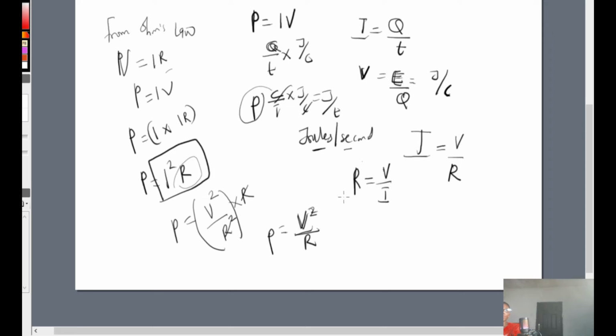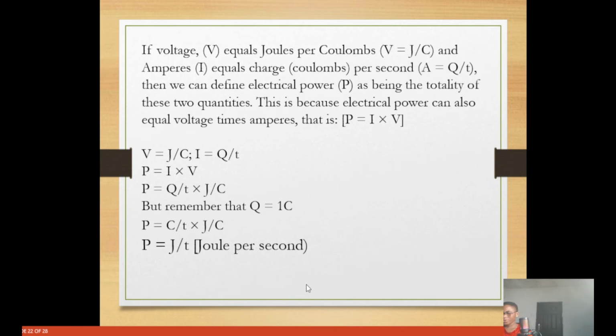Power can also be V square over R. Trying to get all the formulas that we can use for power. Power can also be V square over R. So let's go back. So that's what we are trying to get here.